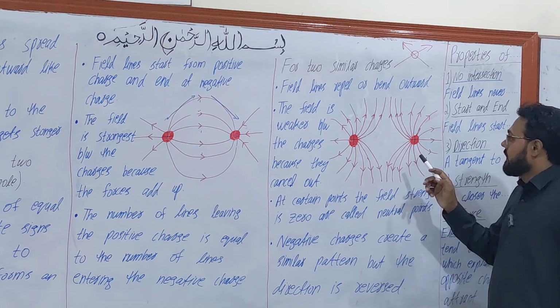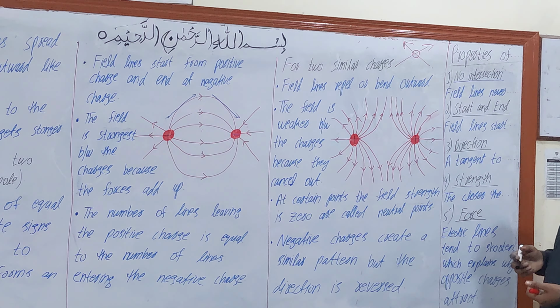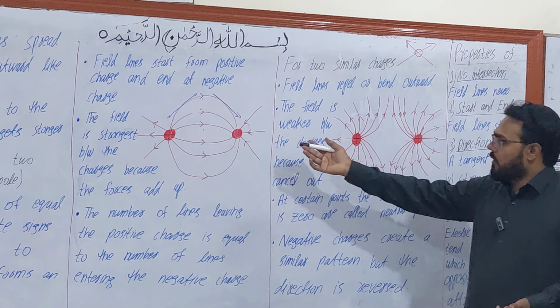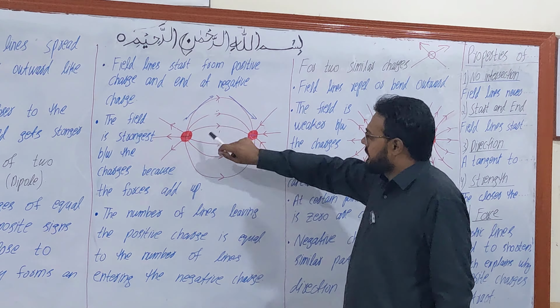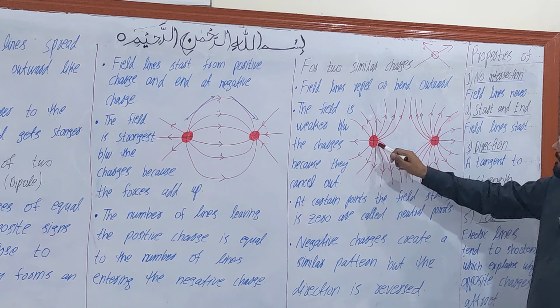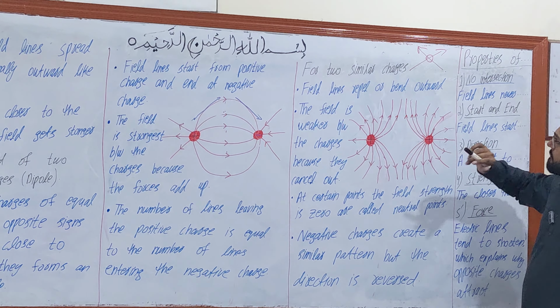Similar charges repel each other, and the field lines are considered maybe like this. For opposite charges, field lines are considered like this, these are imaginary lines. And here they repel each other. They move away from each other. So field lines are in this shape.